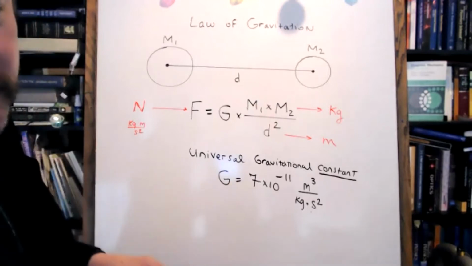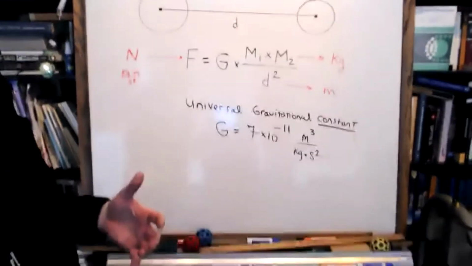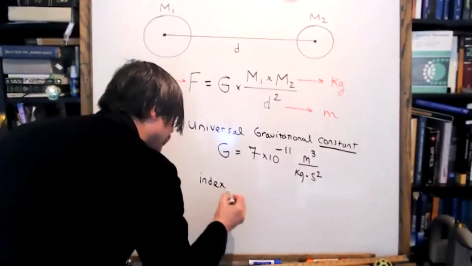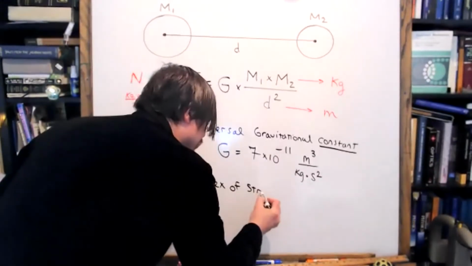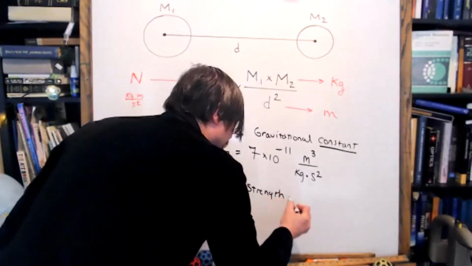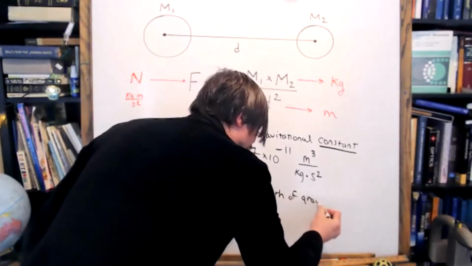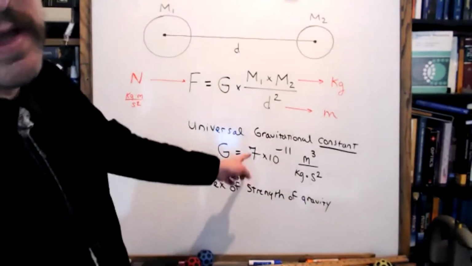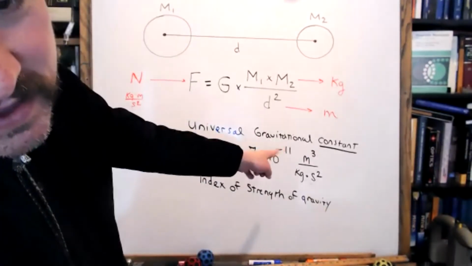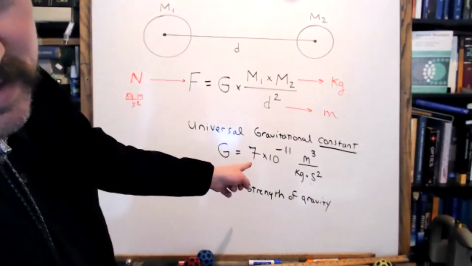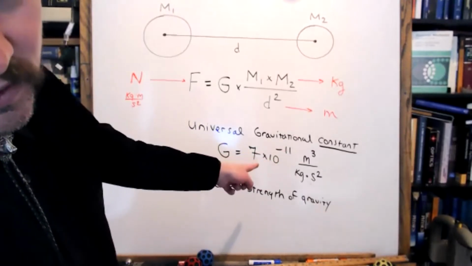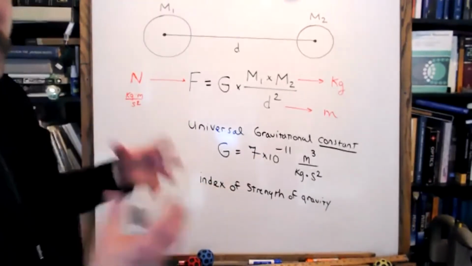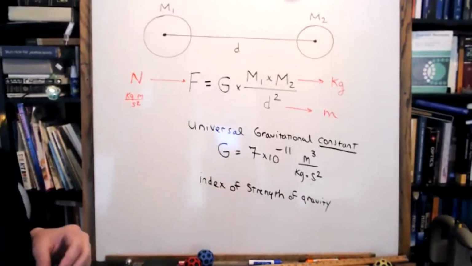It's always the same. And what you can think of big G as, you can think of it as an index of the strength of gravity. In other words, this number tells you how strong gravity is. Because it's a 7 times 10 to the negative 11, that means gravity is a weak force that isn't very strong for everyday ordinary-sized objects.